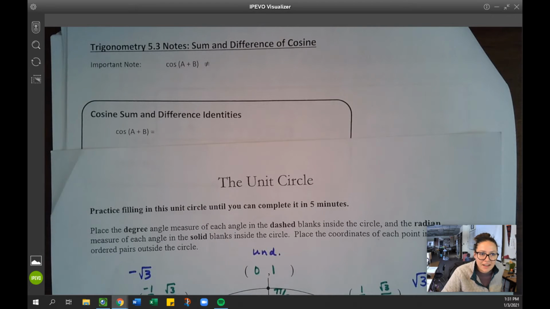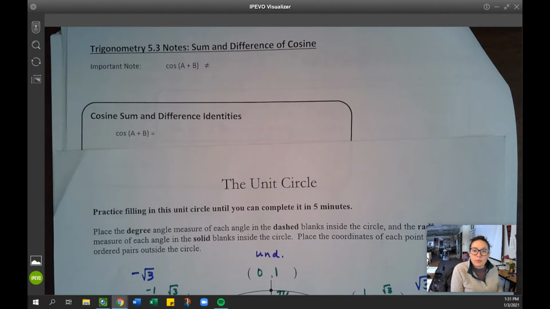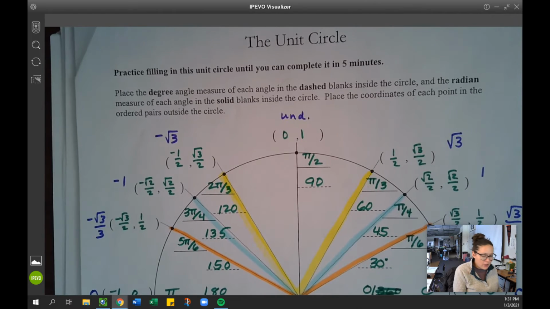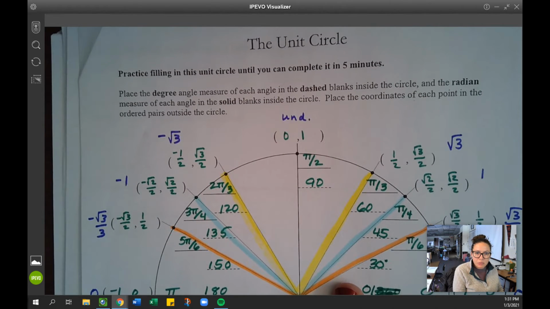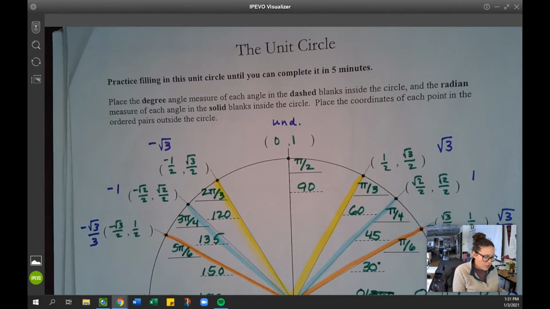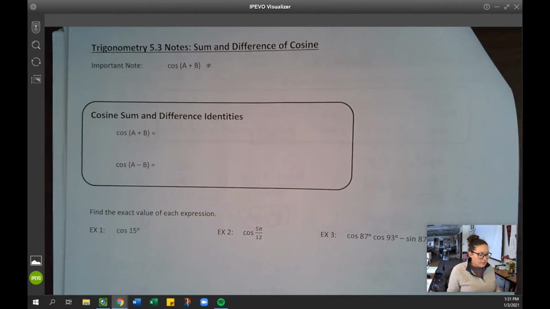Hello, everybody. We are going to get started with the 5.3 notes, sum and difference of cosine. I would recommend, if you don't have it right with you right now, pause the video and take a moment to grab your unit circle. We are going to be referring to it a few times throughout these notes, so it will be handy to have it nearby. All right, so cosine of A plus B.